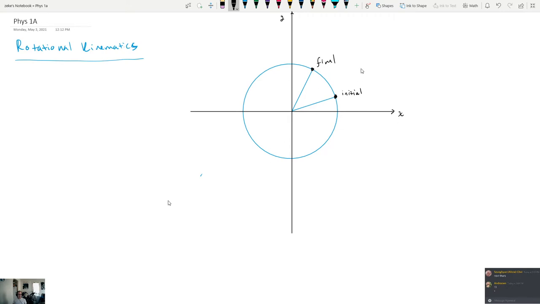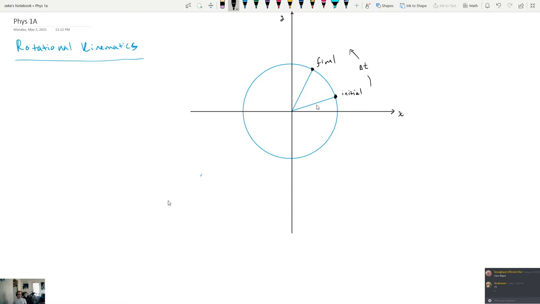And that occurs over some time interval, so we'll say that it takes some time delta t to go from there up to there. We'd like to be able to describe the motion of this object using new quantities. In the past we've always used x, y, and z to define the position of an object, and then we talked about the object's velocity and its acceleration. We'd like to do the same thing for rotation.